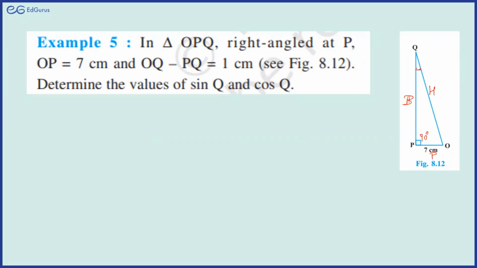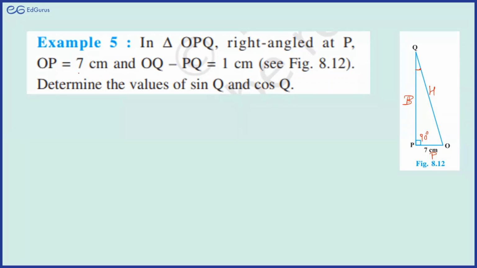Now, perpendicular is opposite the angle for which you're finding the trigonometric ratio. What is opposite Q? PO. So PO is your perpendicular, right? And base is adjacent to the angle for which you're finding the trigonometric ratio. So adjacent to this, what is left? This is base, PQ. Okay? Now, OP is given 7 centimeter. Difference of hypotenuse and base is given as 1 centimeter. And they have asked you to find sine Q and cos Q.